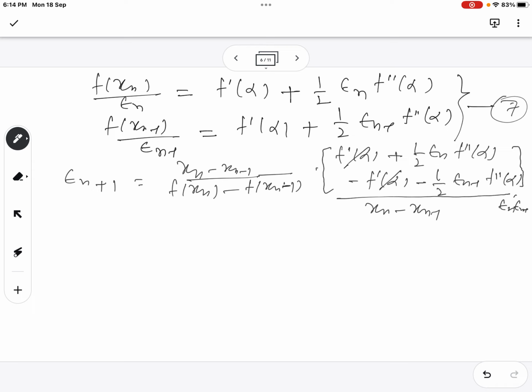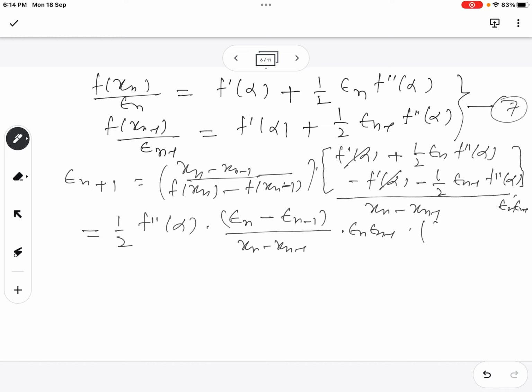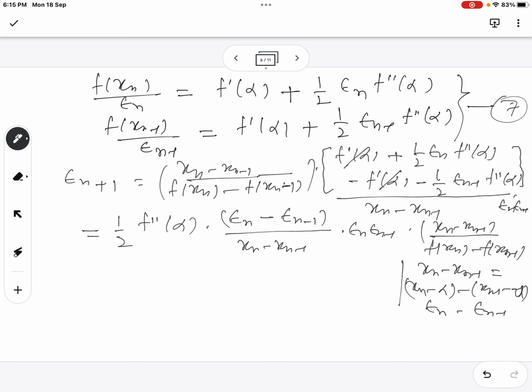So here these factors will cancel out and I can write down 1 by 2 f double prime at alpha into nth error minus n minus 1th error divided by xn minus 1 into product of this and this factor, and this factor is xn minus 1 by f at xn minus f at xn minus 1, and we can write down this xn minus 1 as xn minus alpha minus xn minus 1 minus alpha, and so this is nth error and this is n minus 1th error.